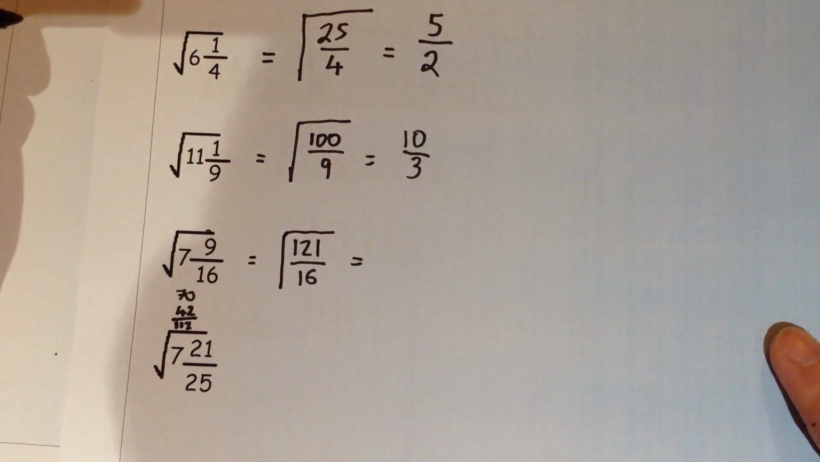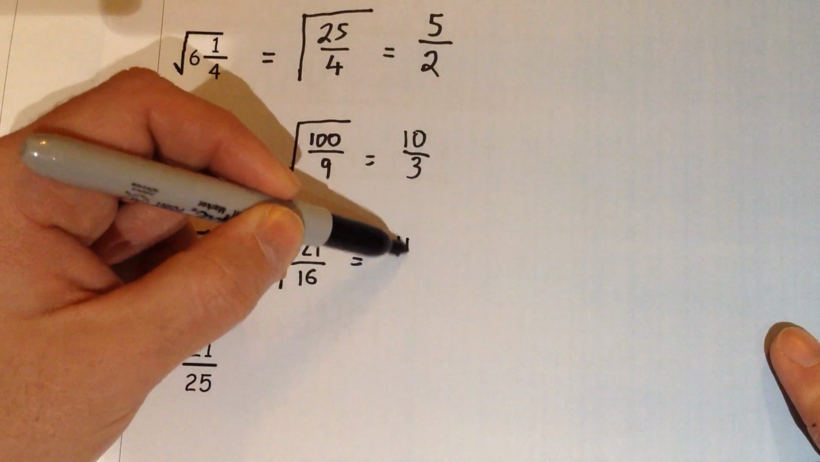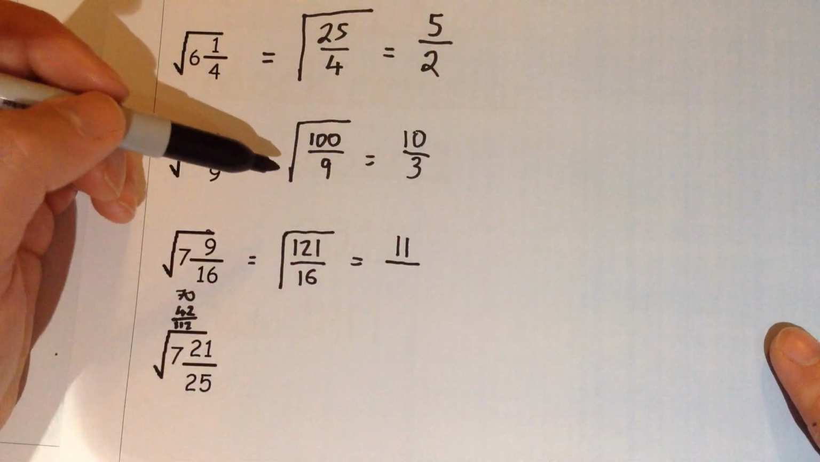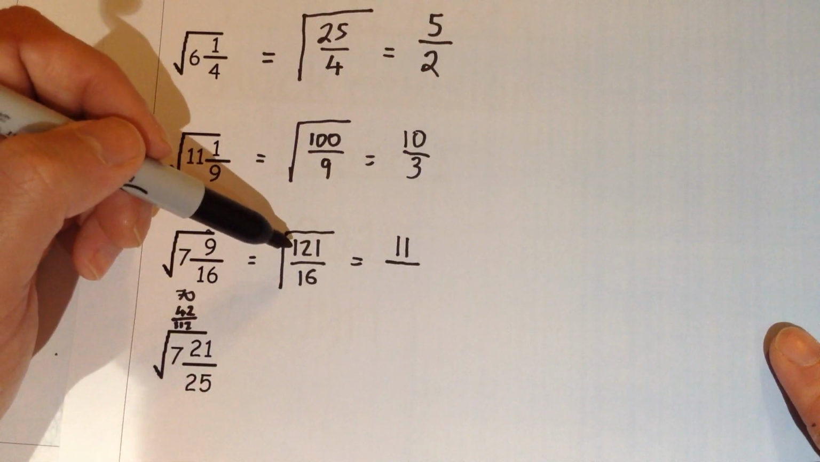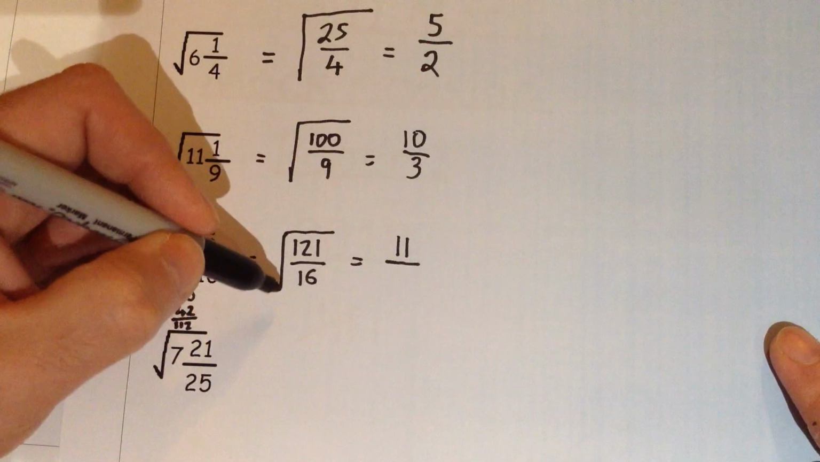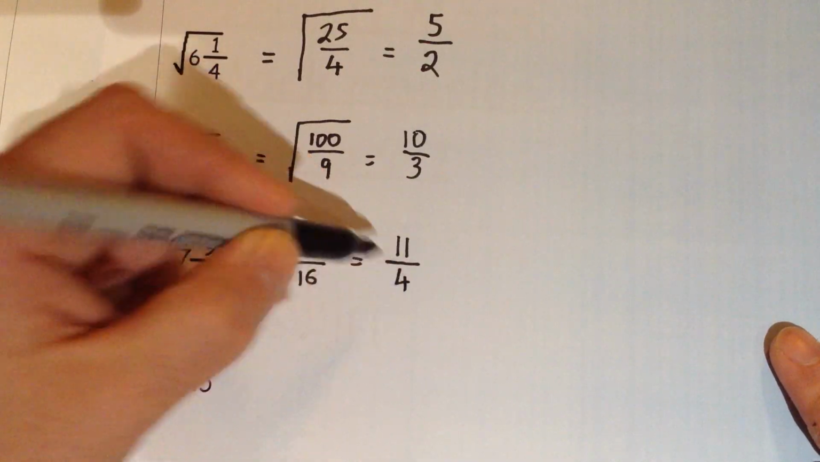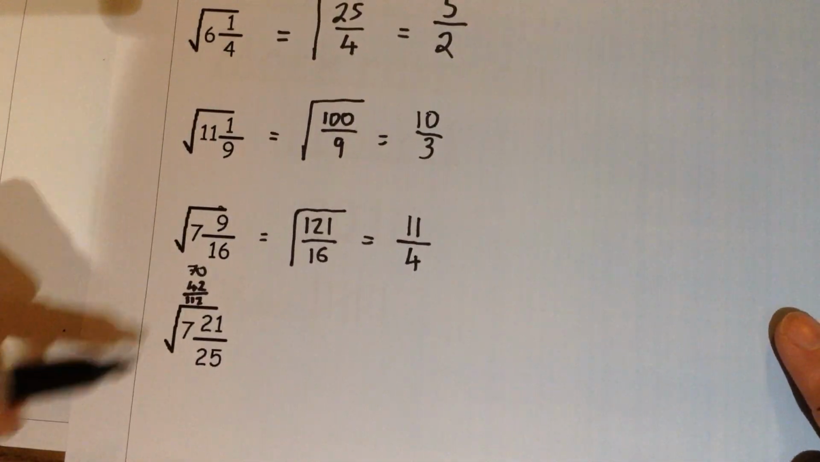We then need to do the square root of each of these numbers. Well, 11 times 11 makes 121. If you get stuck in the exam, just trial a few numbers to see if it works. There are only a limited number that you will ever need to be able to use. Square root of 16 is 4, and there's my answer. Same again for the last question.